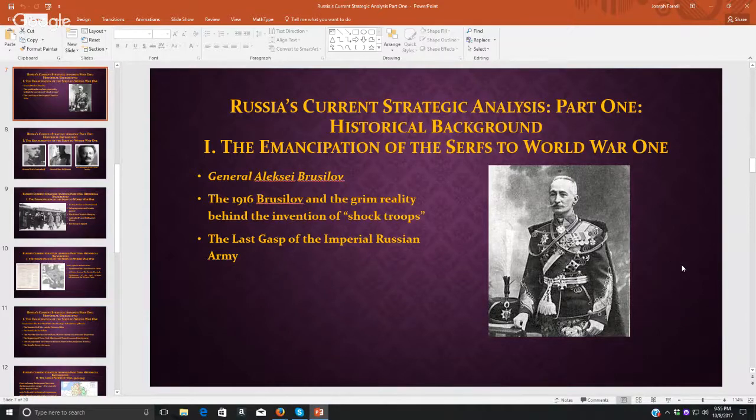So in other words, it's really General Brusilov that invents the infiltration tactics that become the staple of the German army from this point on, and then are used with so much effect against the Russians themselves in 1917, and then the Western Allies in 1918. So Brusilov basically invents modern infantry tactics, but there's a grim reality behind why he had to do so.